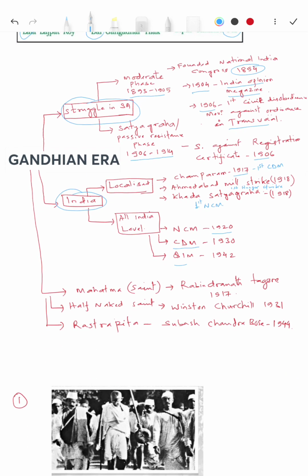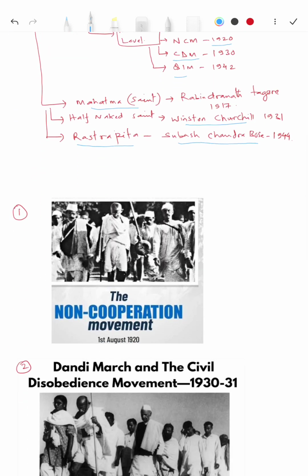Then we have the title Mahatma, given by Rabindranath Tagore in 1917. Half Naked, given by Winston Churchill in 1931. Rashtrapita or the Father of the Nation, given by Subhash Chandra Bose. This is the non-cooperation movement which was started in 1920.